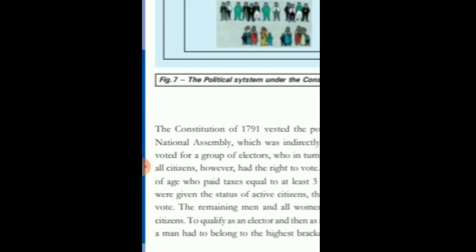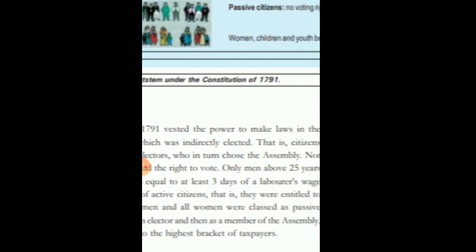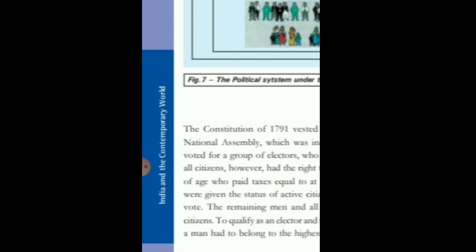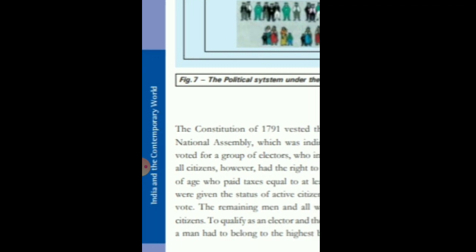The remaining men and all women were classed as passive citizens. If you are a male member, your age is 25 years but you don't have any property, then you will not be allowed to cast your vote. And all women, whether they had property or not, were not entitled to vote.